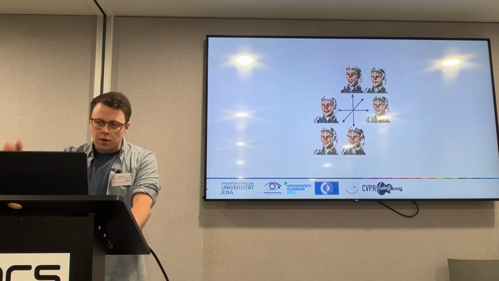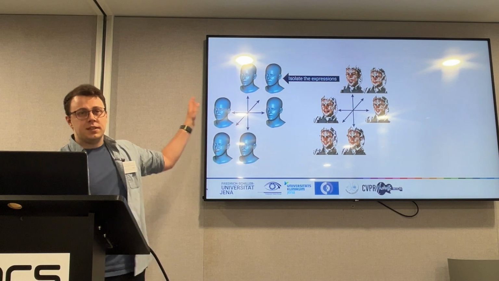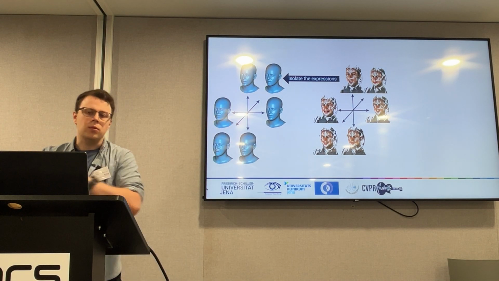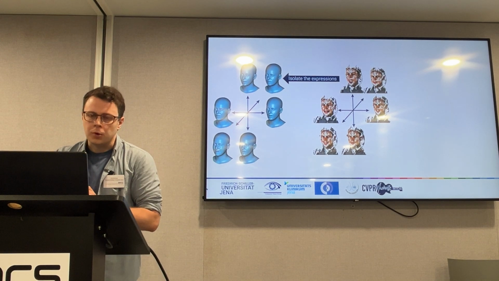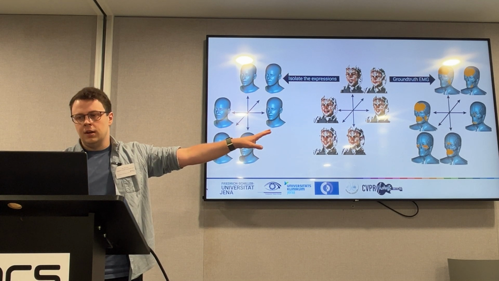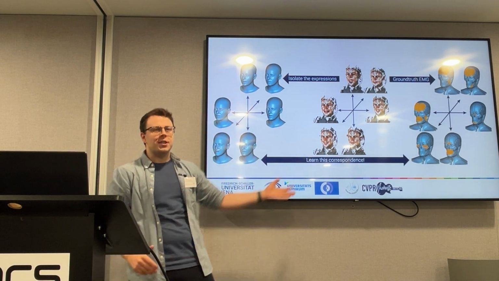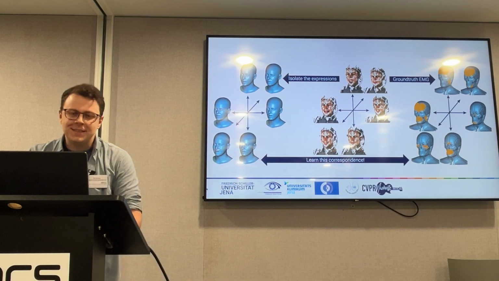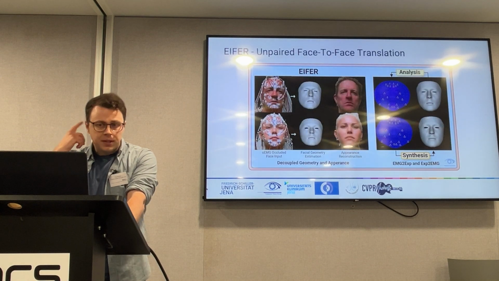Coming back to the problem, what we basically want to do is isolate the expression to actually have the ground truth, or to describe the face using a 3D model, in this case FLAME. And we have the corresponding ground truth EMG. So the task is now just to isolate expressions, and then we can just learn this correspondence. Easier said than done. And what I now propose is our method EIFER.